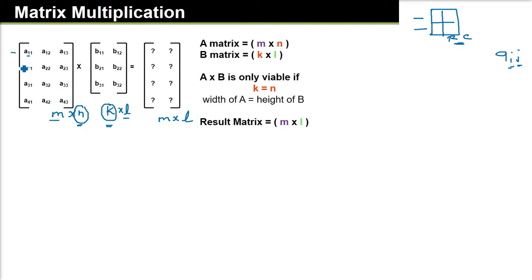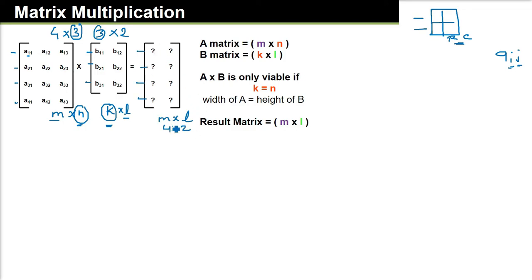So there are 4 rows here. So what is the dimension? 4 rows and 3 columns. So 4 by 3 is the dimension. What is the dimension of the second matrix? It's 3 rows and 2 columns. So when you multiply, 3 and 3 are the same, so the multiplication is possible. And the dimension of the resultant matrix will be 4 by 2.